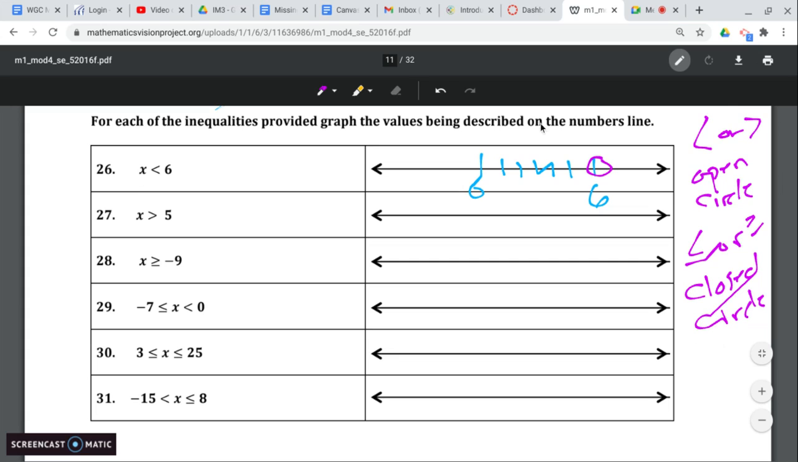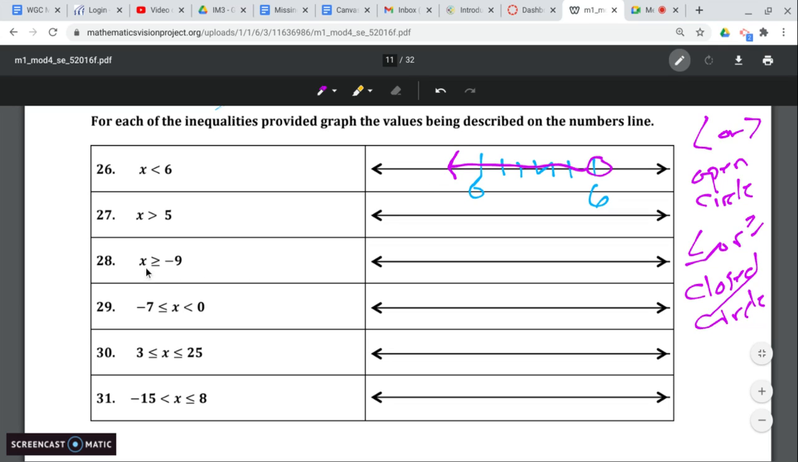So now to graph this line, we've got where it's at, the 6, and it's less than 6. And whenever our x is on the left-hand side, we can follow what the inequality says for direction. So the inequality is pointing to the left, which means so is our line. So there is x is less than 6.